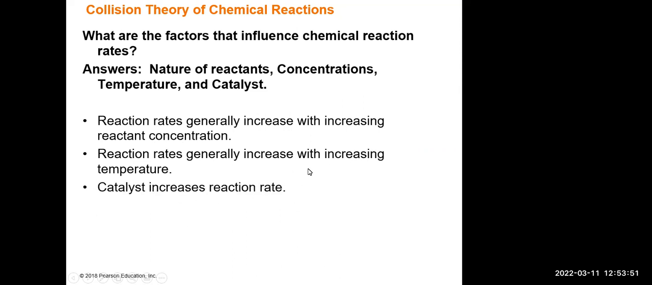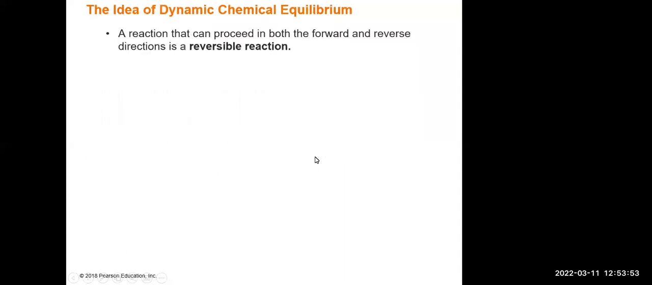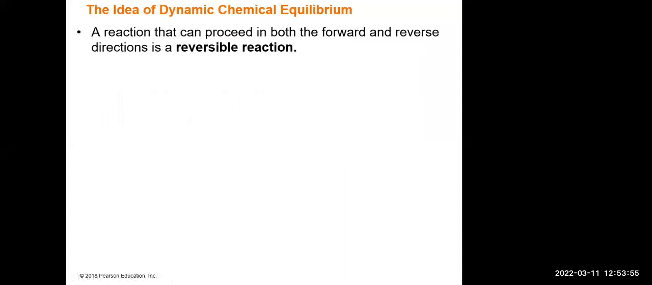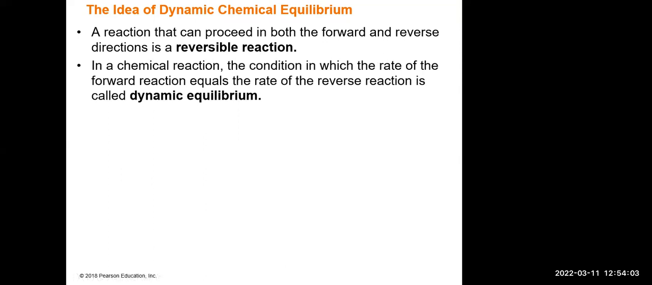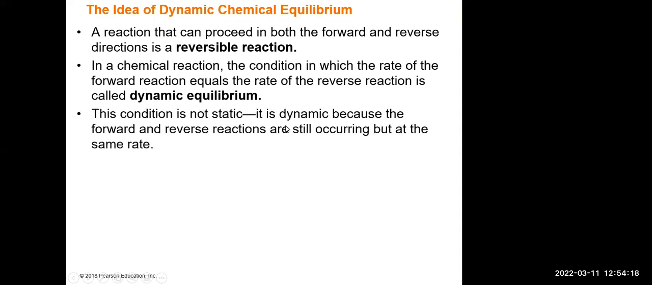A catalyst increases reaction rate. A reaction that can proceed in both the forward and reverse direction is a reversible reaction. So technically, every chemical reaction is reversible. In a chemical reaction, the condition in which the rate of the forward reaction equals the rate of the reverse reaction is called dynamic equilibrium. But this condition is not static.